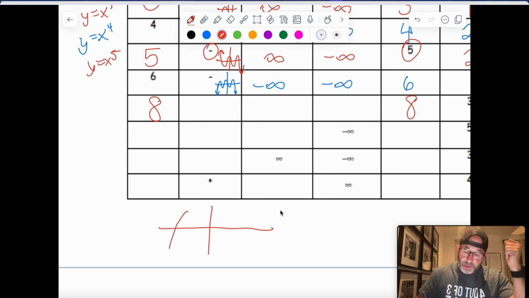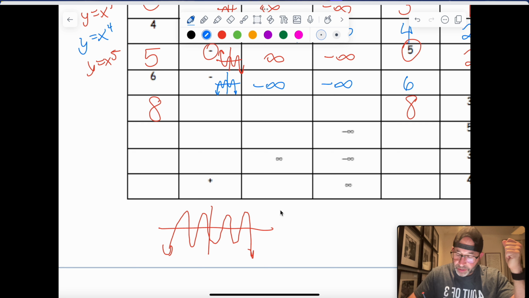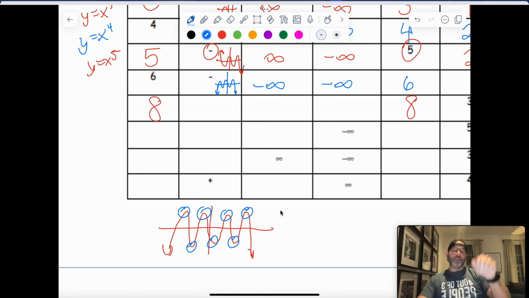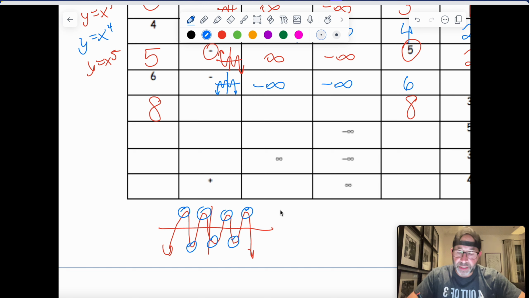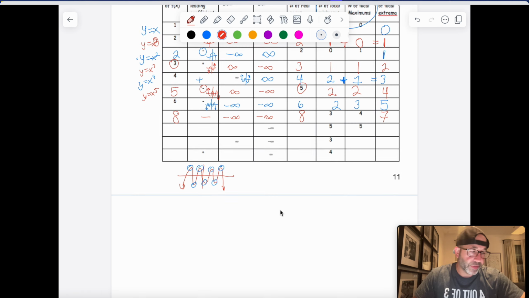Ready? 1, 2, 3, 4, 5, 6, 7, 8. And if we look again carefully at this, you'll see that there's 1, 2, 3, 4 maxes in this picture, 3 minimums. 4 maxes, 3 mins. That means that the graph is going down like this. So that tells us that the leading coefficient has to be a negative. Okay, so as my graph goes left, it goes down. As my graph goes right, it goes down. So that's all of that row there.